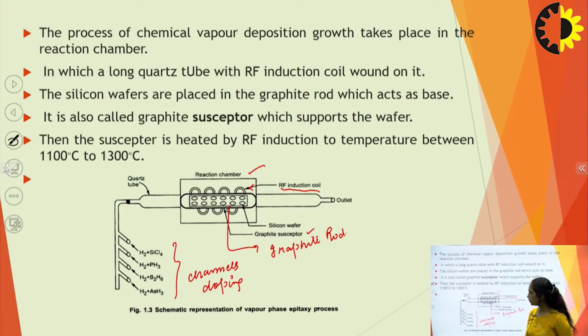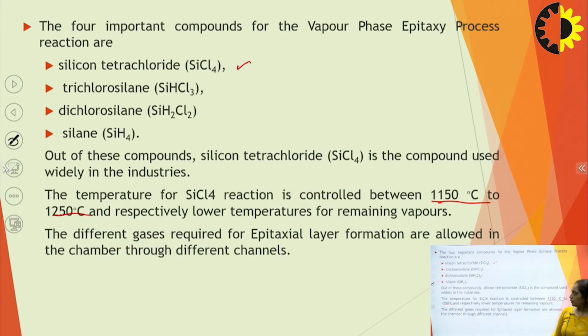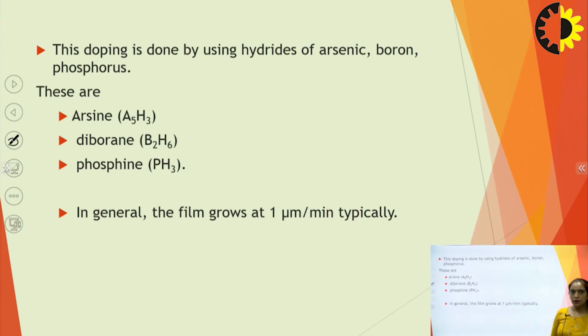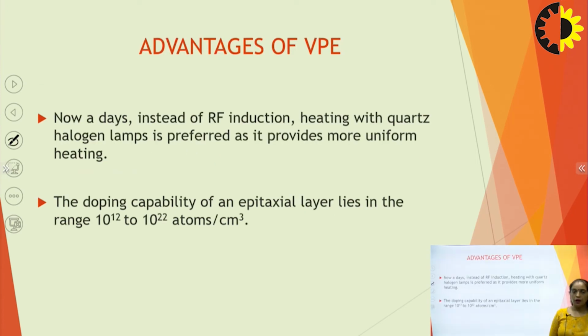So, these are the different channels through which different compounds can be passed, and the doping is done by using hydrides of arsenic, boron and phosphorus, and these are arsine, diborane and phosphine. And in general, the epitaxial layer is grown with the help of this VPE process at a rate of about 1 micrometer per minute. And an advantage of VPE is that nowadays, instead of RF induction coil, heating with quartz halogen lamp is preferred, as it provides more uniform heating, and the doping capability of an epitaxial layer lies in the range of 10 raised to the power 12 to 10 raised to the power 22 atoms per centimeter cube.